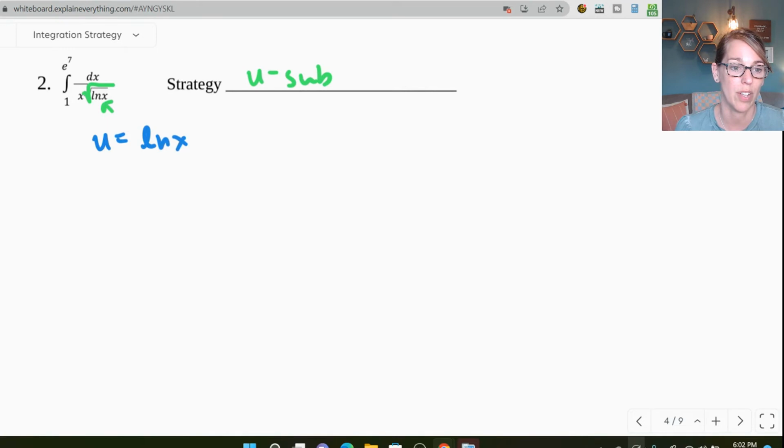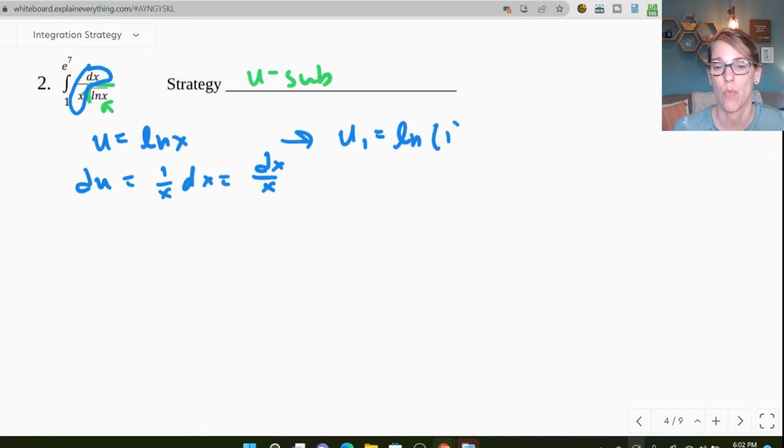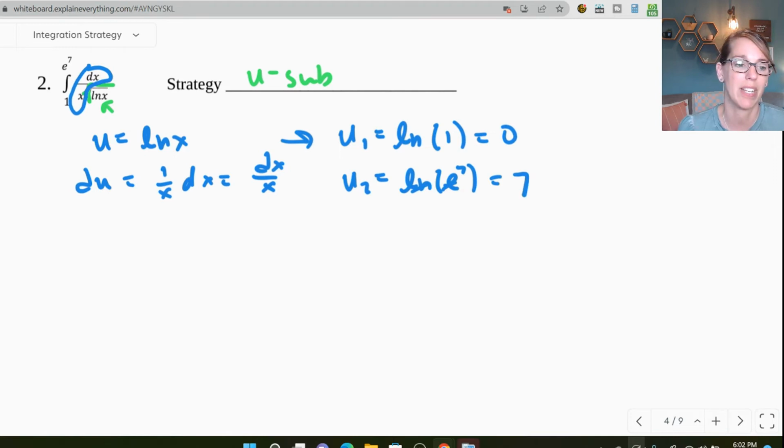U is equal to the natural log of x. I also need du. Du is 1 over x dx, also known as dx over x. dx over x is right here. Now this one also has a couple of limits of integration. So I need to figure out what u1 and u2 are. u1, my lower limit, is going to be the natural log of 1. Natural log of 1 is 0. u2, which is my upper limit, is the natural log of e to the 7. Natural log and e undo one another, and I get 7 back. Those are my limits of integration.